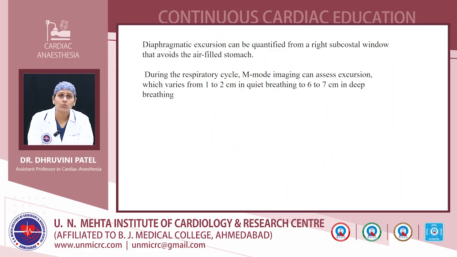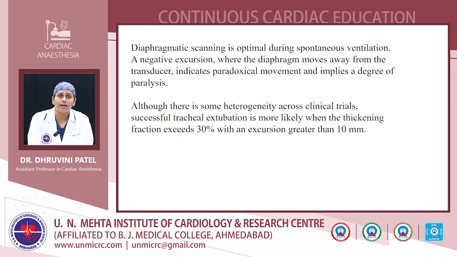Diaphragmatic excursion can be quantified from the right subcostal window, which avoids the air-filled stomach. During the respiratory cycle, M-mode imaging can assess excursion, which varies from 1 to 2 cm in quiet breathing to 6 to 7 cm in deep breathing. Diaphragmatic scanning is optimal during spontaneous ventilation. A negative excursion, where the diaphragm moves away from the transducer, indicates paradoxical movement. It implies a degree of paralysis.